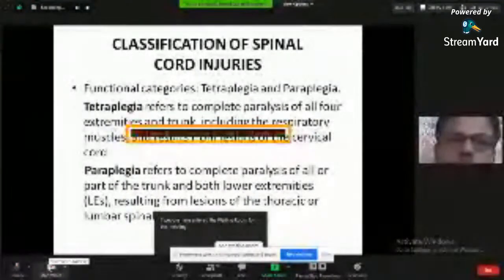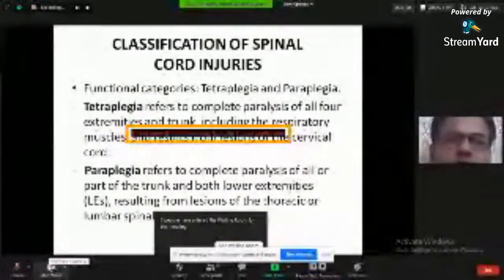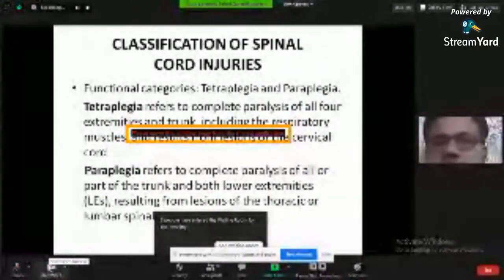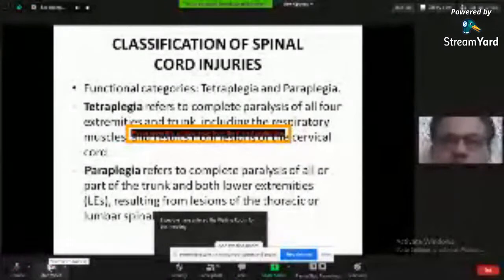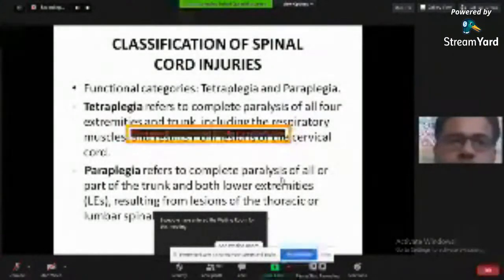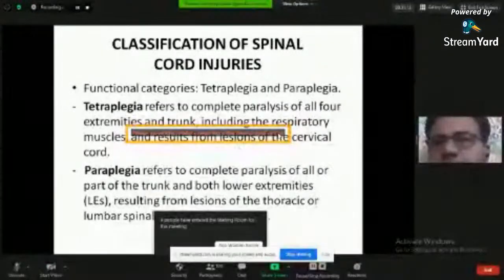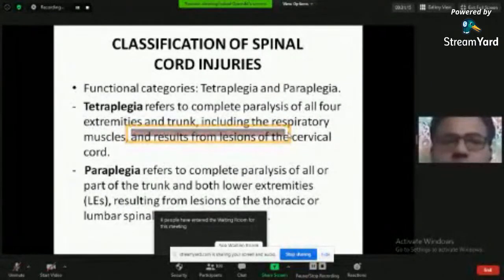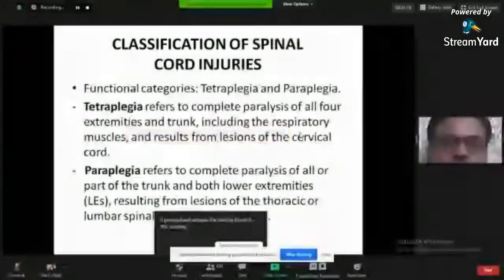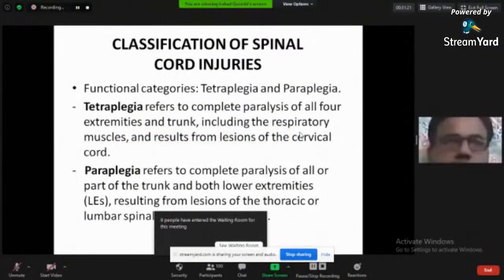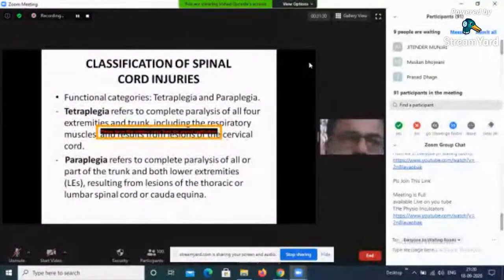Then broadly, classification. This is classified into two functional categories, that is quadriplegia or tetraplegia and paraplegia. We all know that tetraplegia refers to the complete paralysis of all four extremities and trunk, including respiratory muscles, and this results from lesions of the cervical cord. So cervical cord means up to the brachial plexus, which is up to thoracic 1 level. So a lesion up to this level will result in quadriplegia.